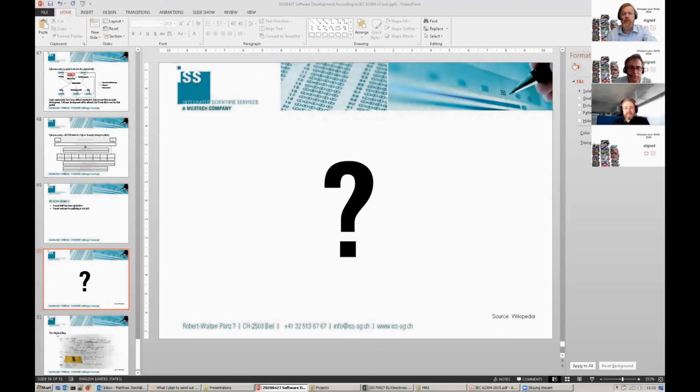Excellent. So next question. Can you say what approach is used for verifying risk control measures and evidencing traceability?